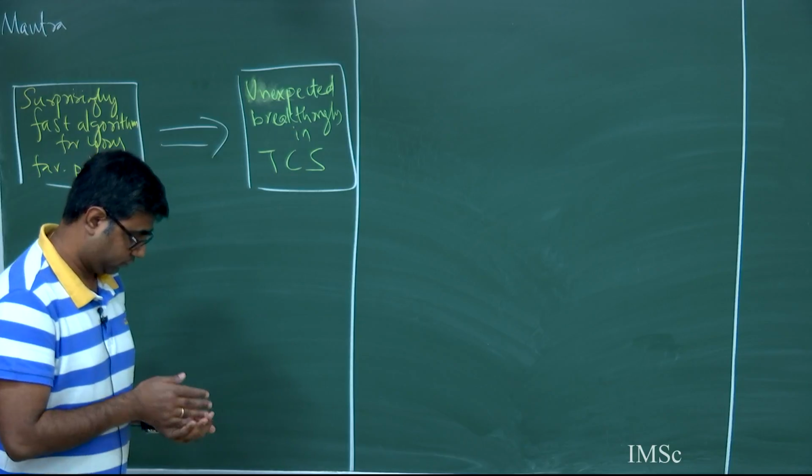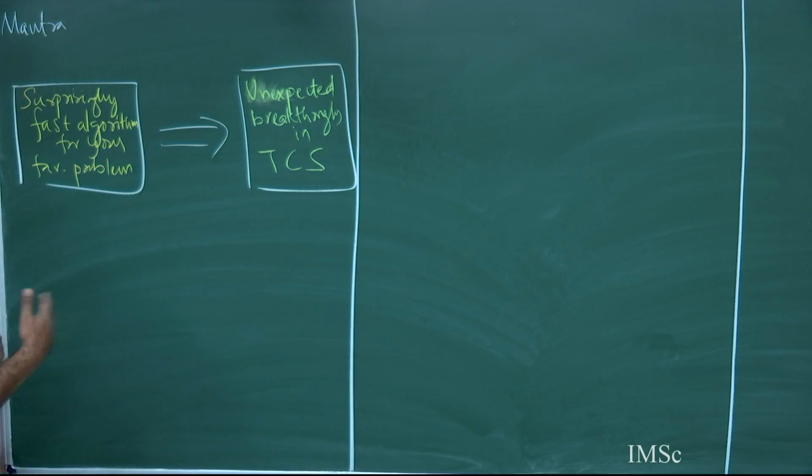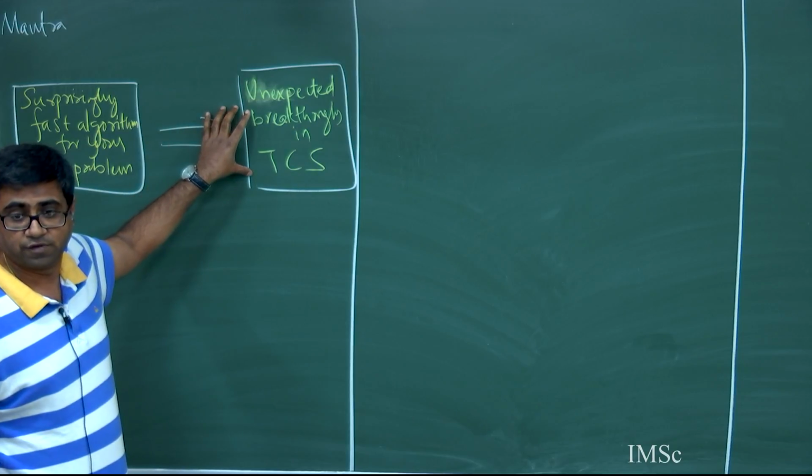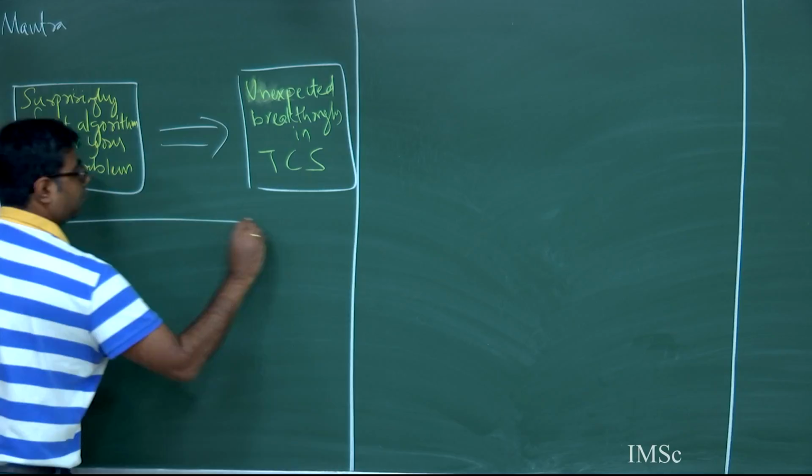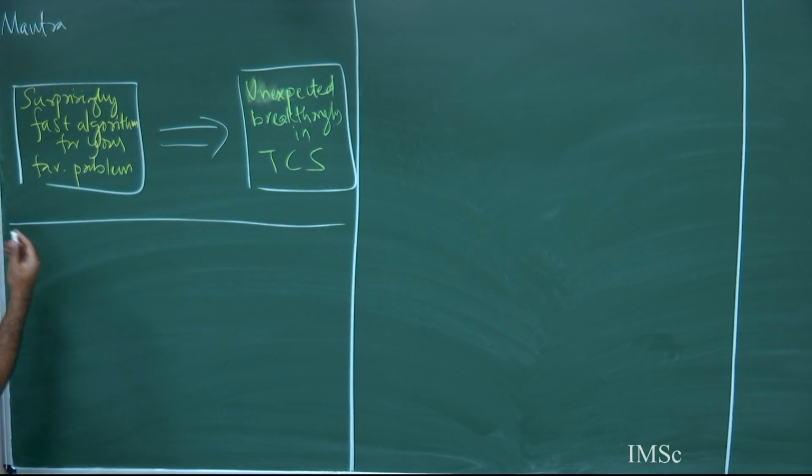Now, for the first half an hour or so we'll try to understand what we mean by a surprisingly fast algorithm for your favorite problem, right? Surprisingly in what sense, and what do we mean by an unexpected breakthrough in computer science, okay? So now let's start with some interesting, important problems in P.